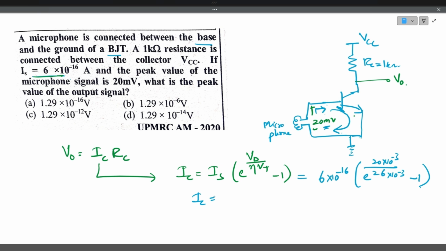1.29 into 10 to the power of minus 15 amperes. So if you substitute this value in the output voltage formula, output voltage is equal to 1.29 into 10 to the power of minus 15 into the collector resistance, which is 1 kilo ohm. So you will get approximately 1.29 into 10 to the power of minus 12 volts. This is the output voltage. So the answer is option C.